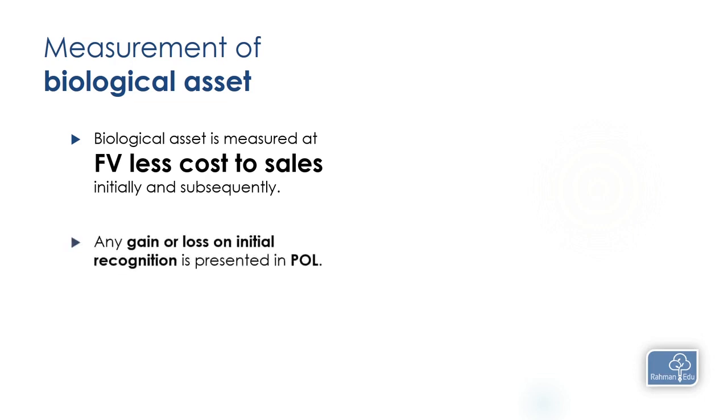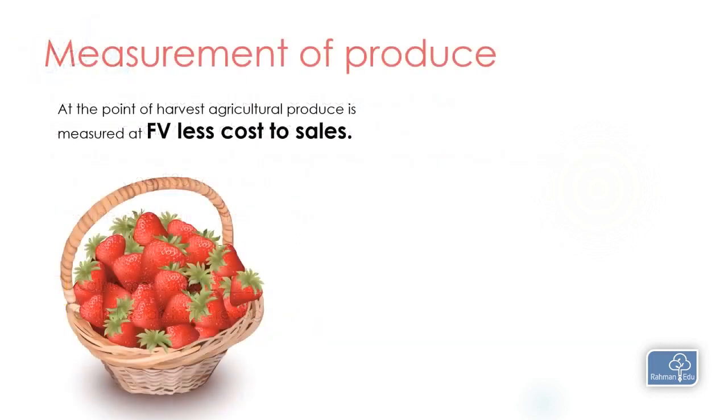And any gain or loss on initial recognition is presented in profit or loss. Similarly, any gain or loss from changes in fair value less cost to sell subsequently will be presented in profit or loss. So we have talked about agricultural produce a lot. Now let's check how to measure agricultural produce. At the point of harvest, agricultural produce is measured at fair value less cost to sell. And any gain or loss on initial recognition is presented in profit or loss, like a biological asset. Remember, fair value less cost to sell.